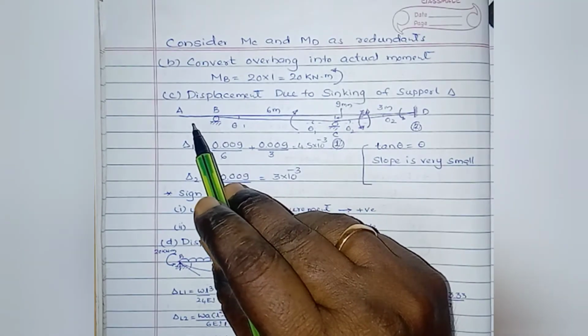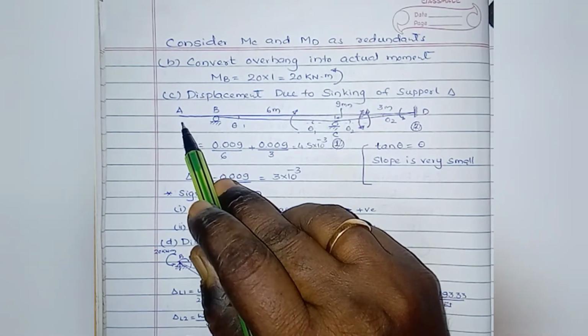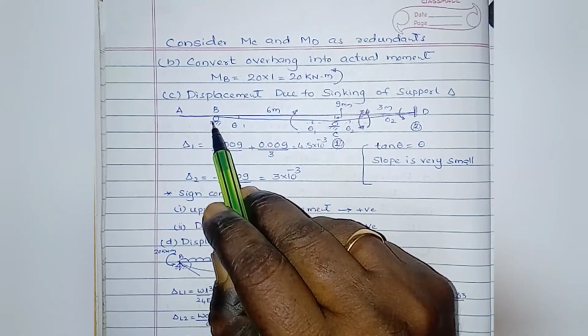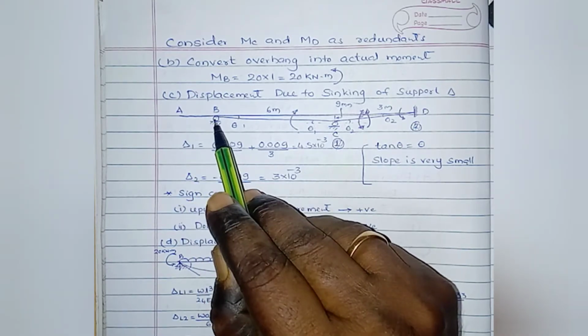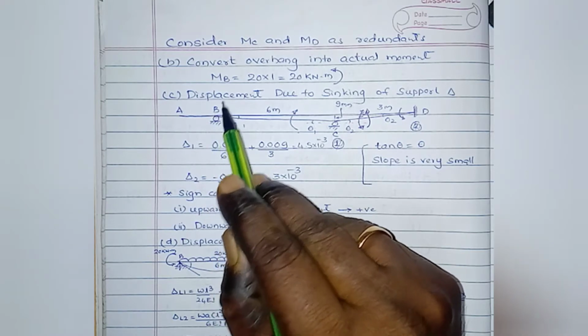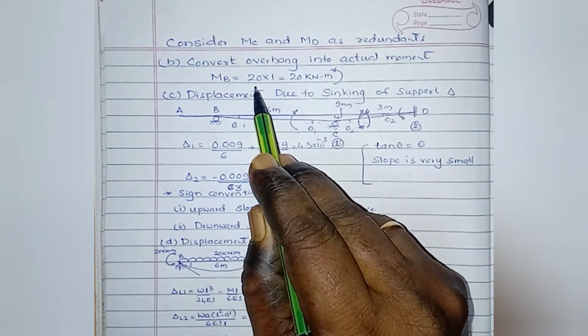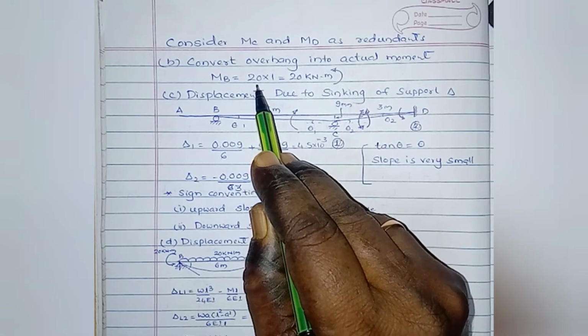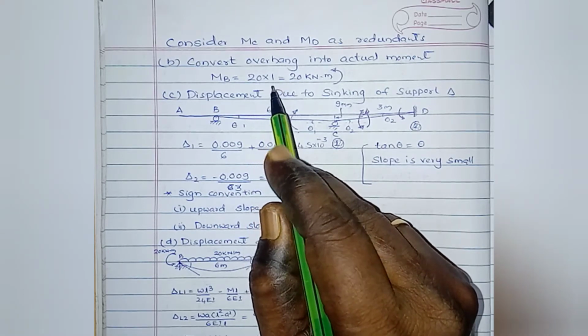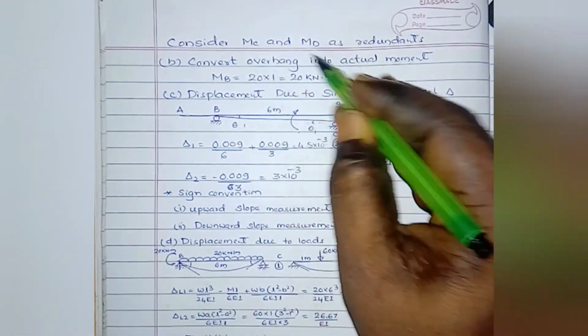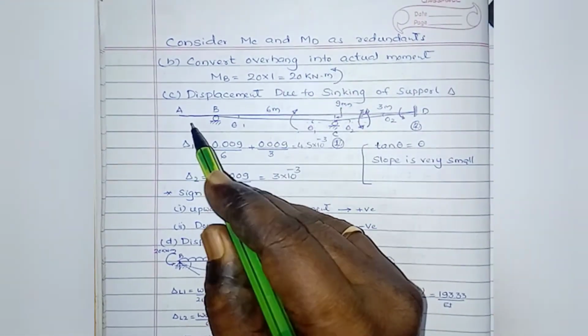Here at A, it is subjected to a load of 20 kilonewton. A to B is 1 meter. The moment about B due to the point load at A, that is 20 into 1, that is 20 kilonewton meter. That one is acting in anti-clockwise direction.